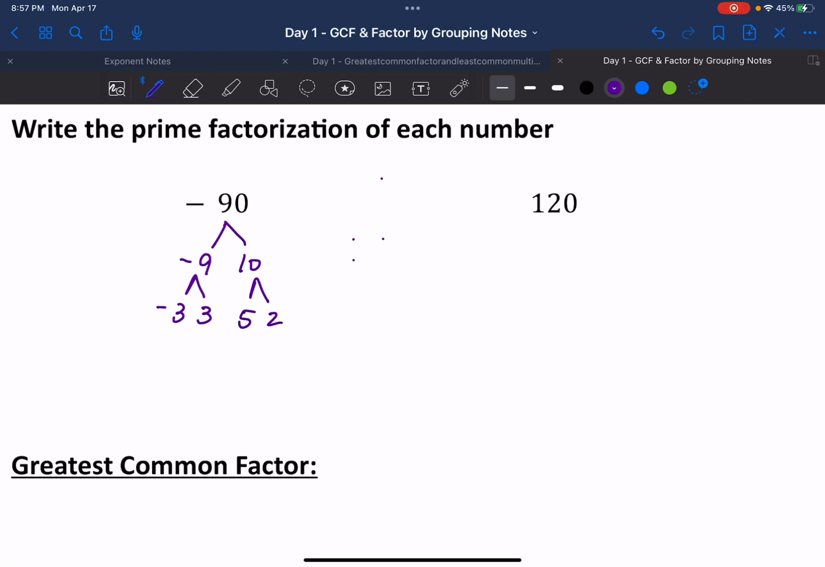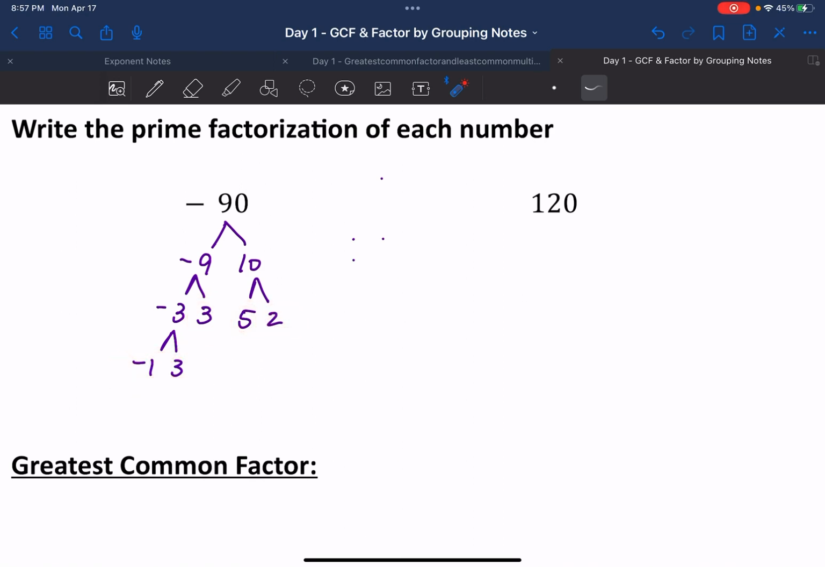And the only other thing I would do differently is get rid of this negative number and go negative 1 times 3. If you see a positive number, just leave it, okay? But we want to include that negative 1 in there. So I'm trying to get this all down to my prime numbers, okay? So negative 1, 3, 3, 5, and 2.